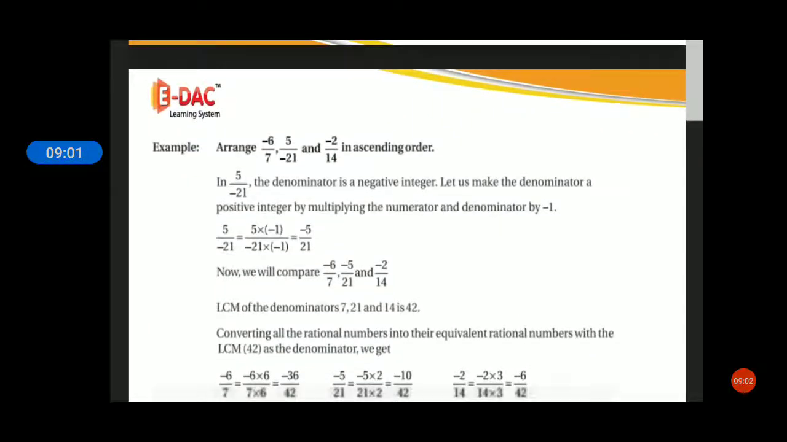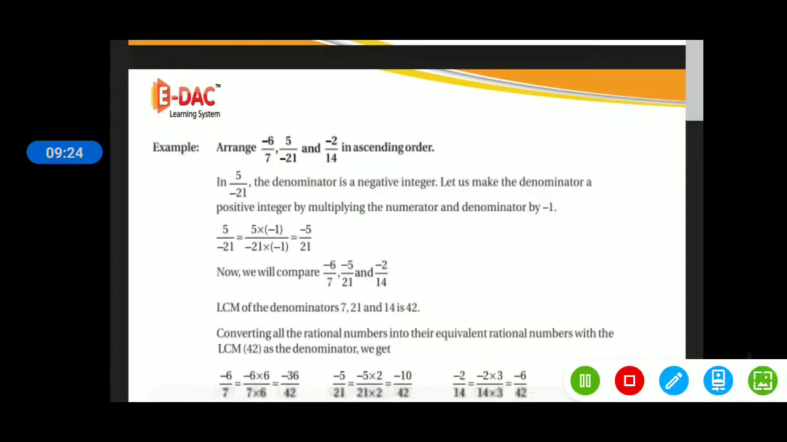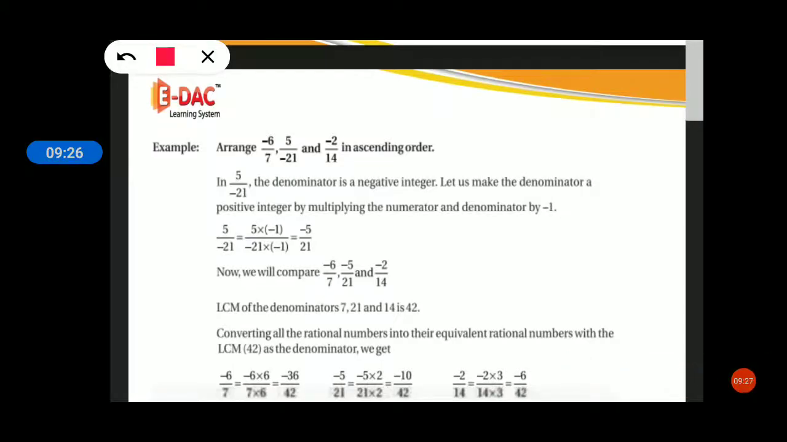See here, we have another example. You need to write it in the ascending order. What have they given? They have given 3 numbers. First, what you need to do, check whether the denominator is negative or positive. It should be positive, but only one is negative. So you need to convert that. We have converted. Now check all the denominators are positive. Now what you need to do? You need to take the LCM. If you take the LCM, you will get 42.